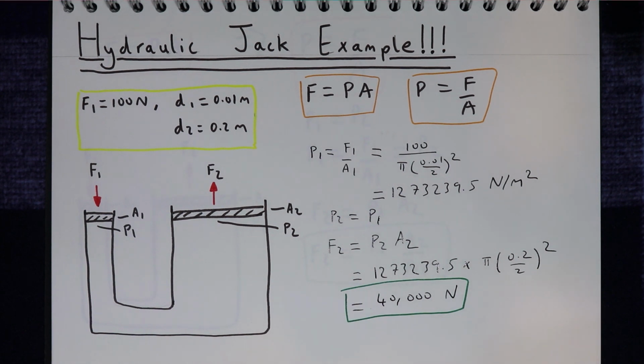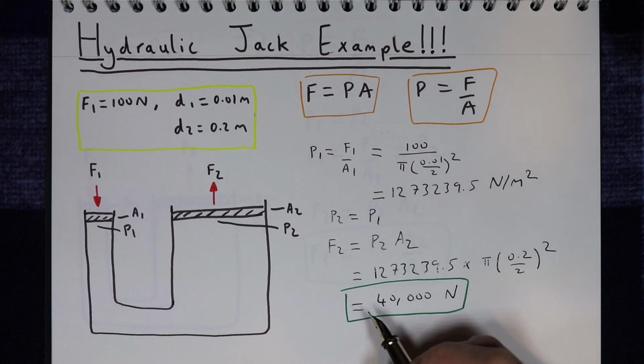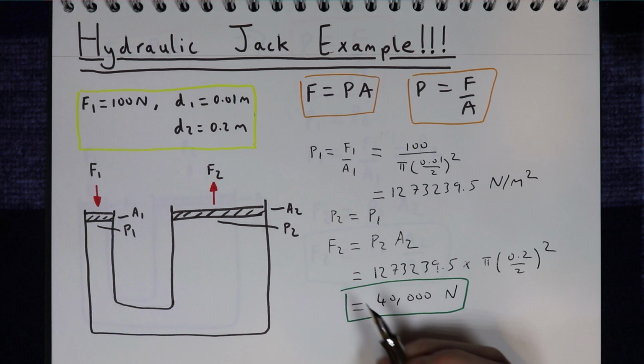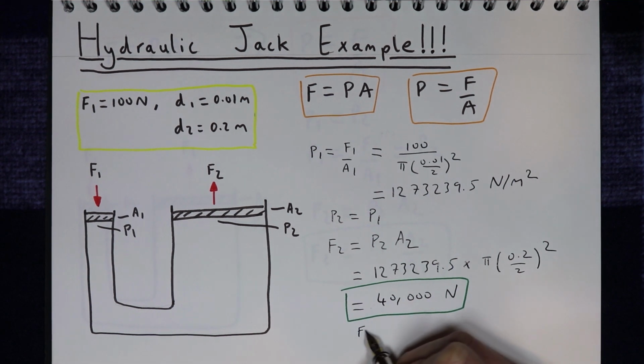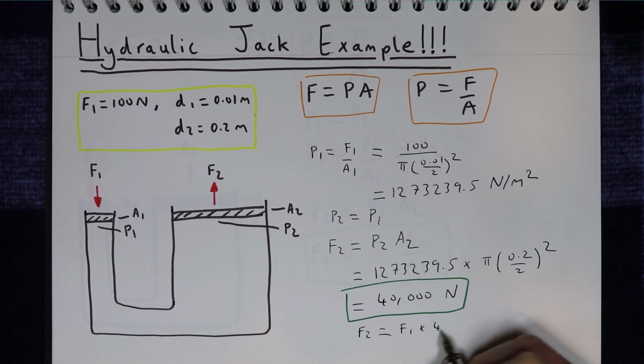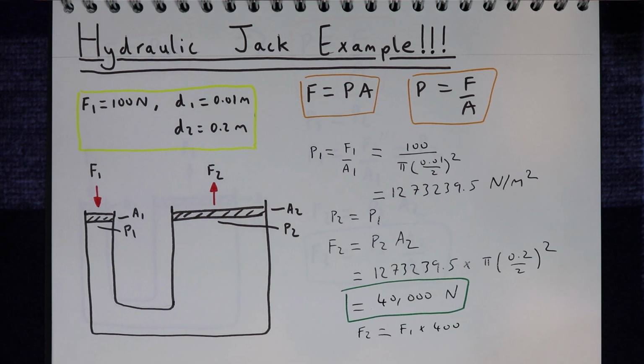What we can notice by looking at this problem is that just by making A2 bigger than A1, we've magnified the force, so that F2 is actually equal to F1 times 400. We've increased the force by 400 times just by increasing the area A2.